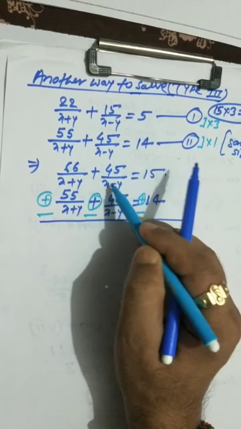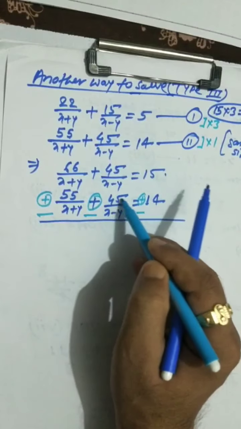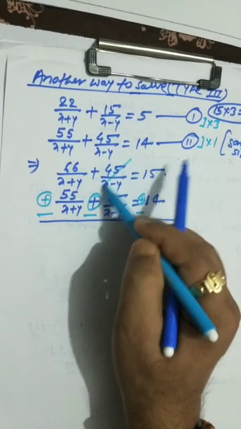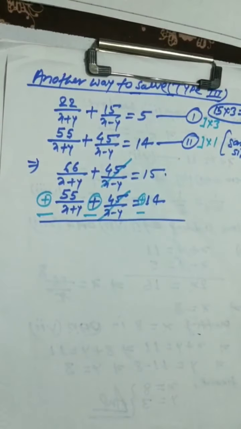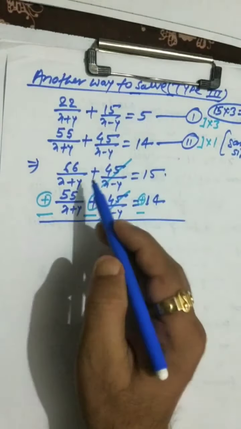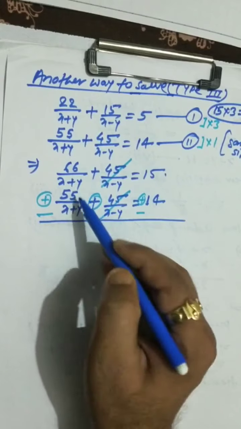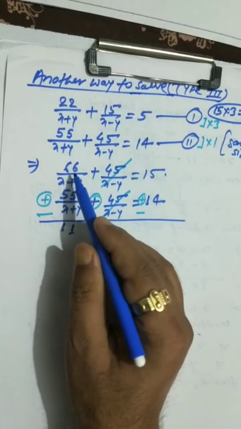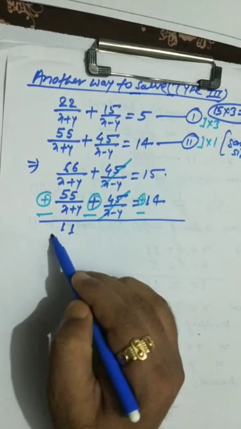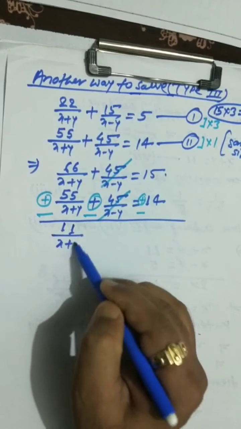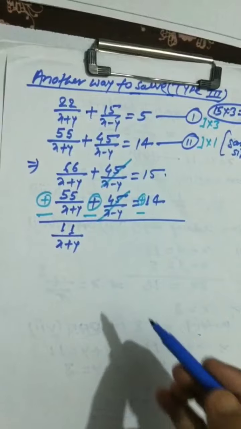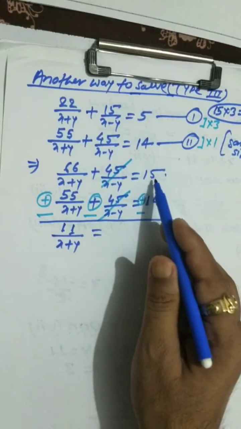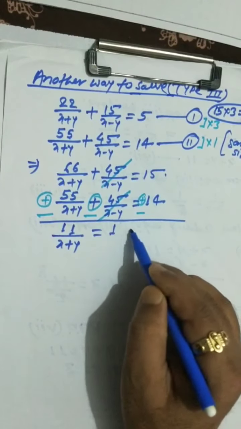Now 45 by x minus y is plus, and minus 45 by x minus y is there, so it will be cancelled. Then you will get, now you have to subtract it: 6 minus 5 will be 1, and 6 minus 5 will be 1. The numerator will be subtracted from the numerator, and the denominator will be the same because the LCM is the same. And this will be equal to 15 minus 14, which is equal to 1.